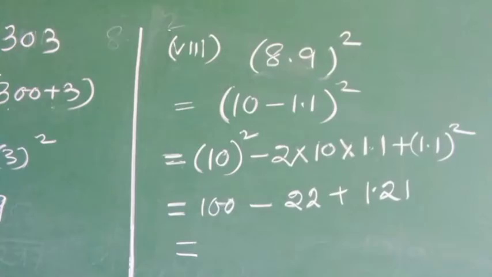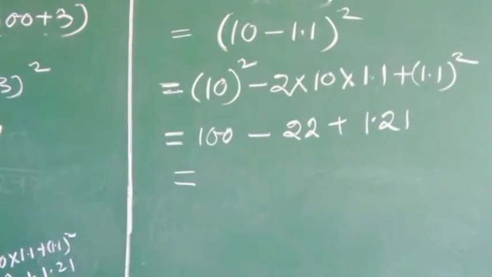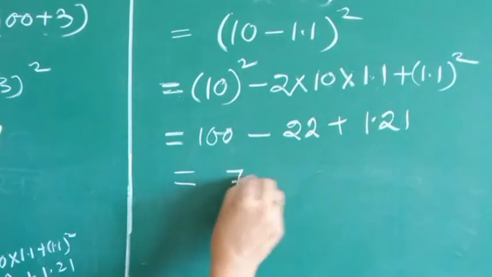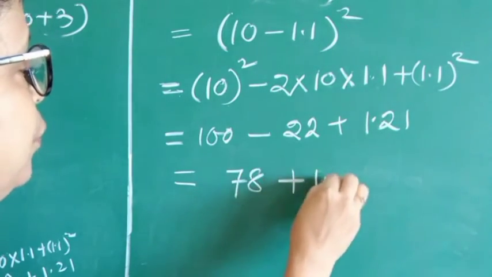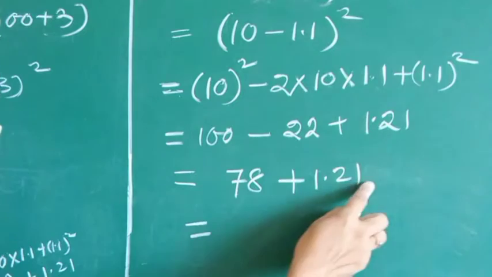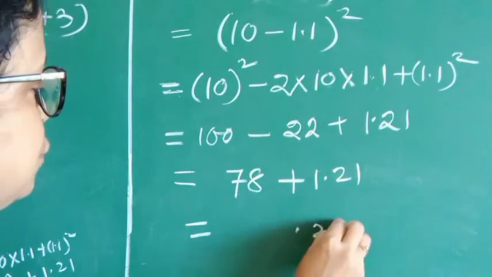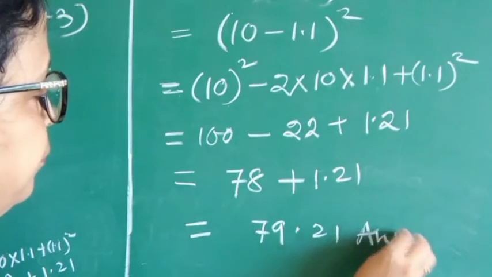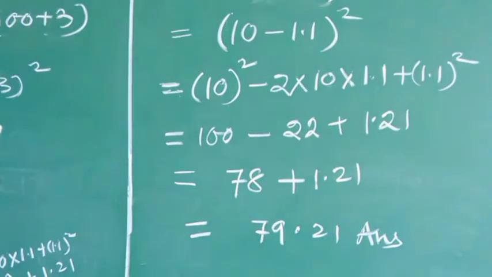Now subtract 22 from 100, we will get 78 plus 1.21, we will get 79.21. 79.21. In this way, if you think and if you practice, the sums will be very easy for you.